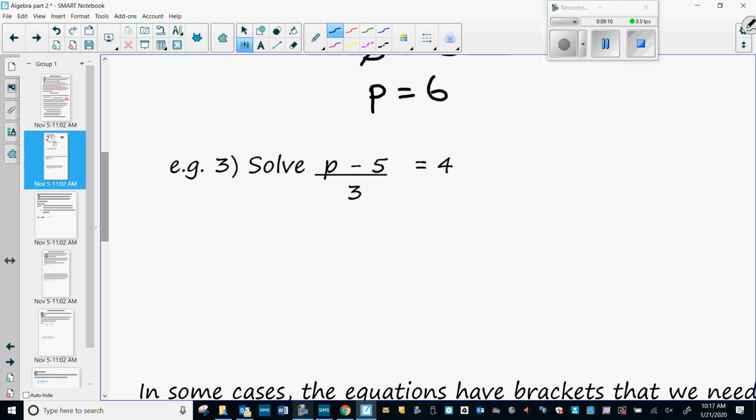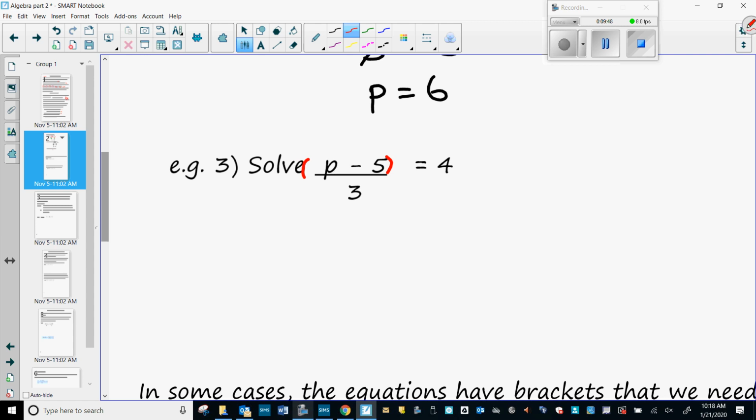Okay, the next one here, p minus 5 divided by 3. Now, this division line goes underneath everything on the top. That means that it's a secret bracket around here. So we haven't drawn the bracket, but we've got that bracket there. So even though we have a subtraction, which we've said is weaker than the division, we're actually going to deal with our division first of all. Now, this is a very common error that people make. They see us take away 5 and they start adding 5 with the 3 still here.